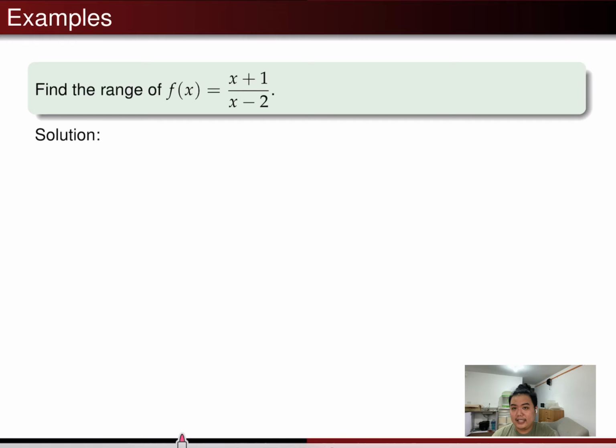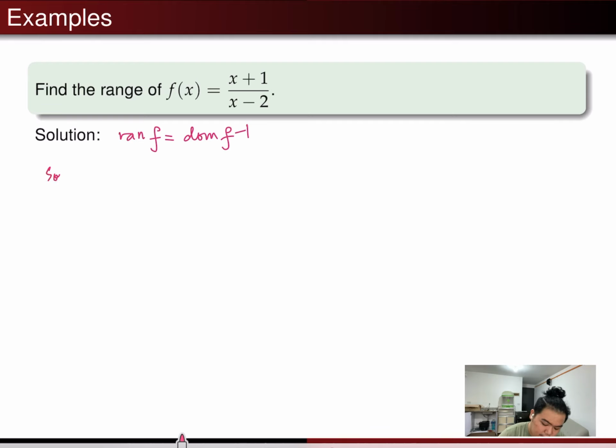So, gagamitin natin yung idea ng 1-to-1 function. We know that the range of f is equal to the domain of f inverse. Kasi wala naman talaga tayong method ng panghanap ng range in general. So, kaya kapag nagpapahanap ng range ng function, magagamit natin ang domain ng inverse kung 1-to-1 naman yung function. Okay, so let us compute for the inverse.